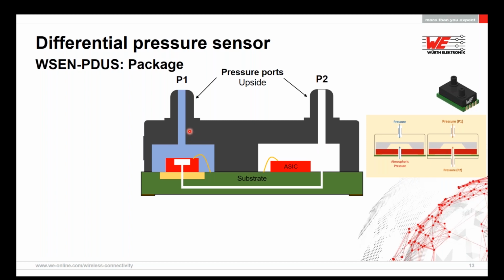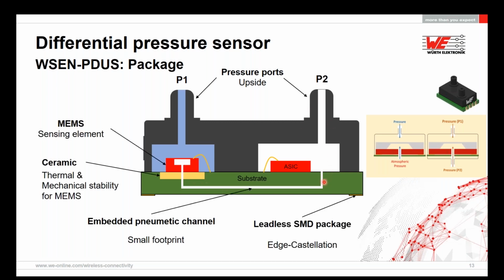The port P1 is on the top side of the MEMS sensing element. This directly exposes to the top side of the membrane. The port P2 has an inbuilt pneumatic channel which leads to the other side of the MEMS element. So this port P2 acts as a reference port, so the user can measure the pressure difference between P1 and P2 effectively.